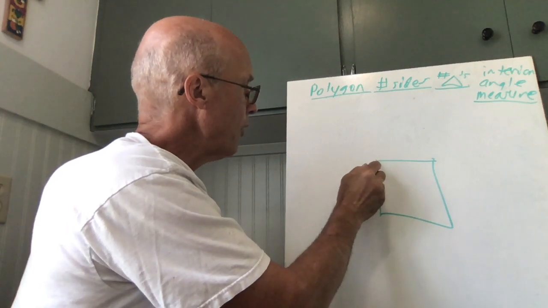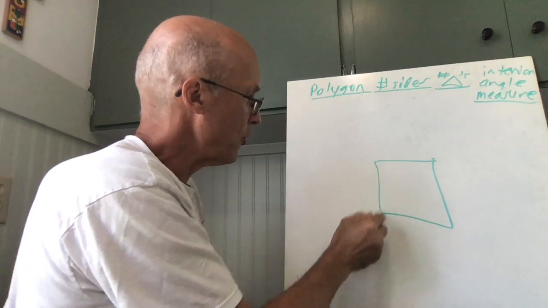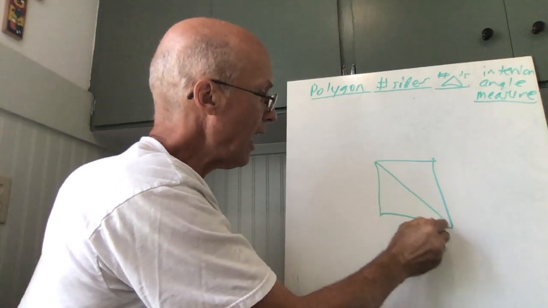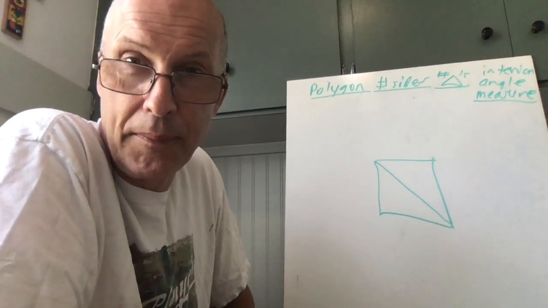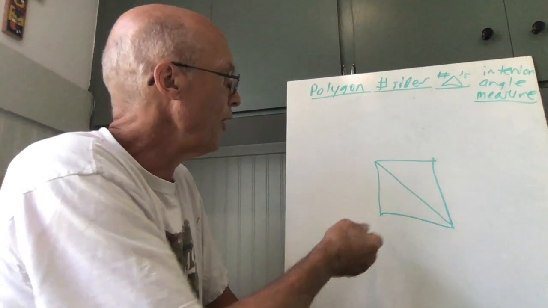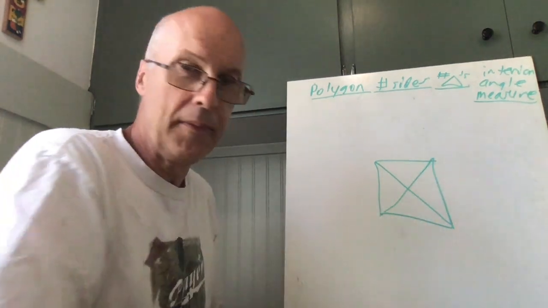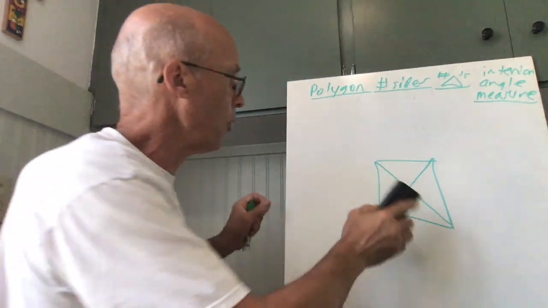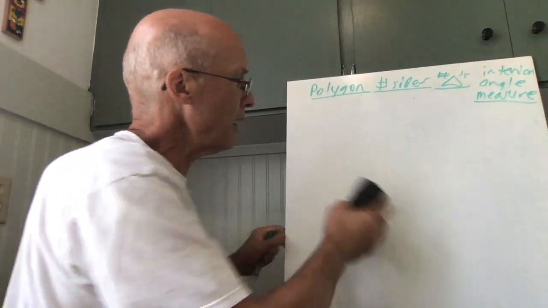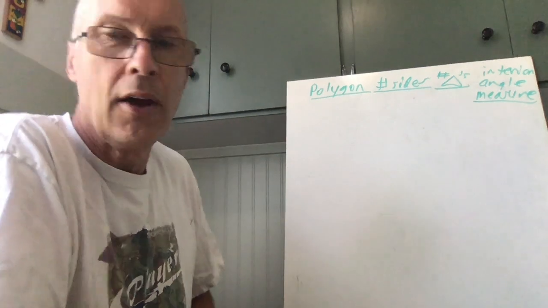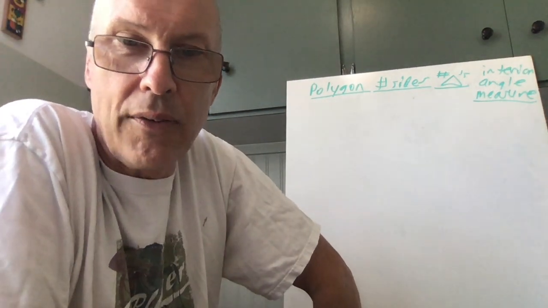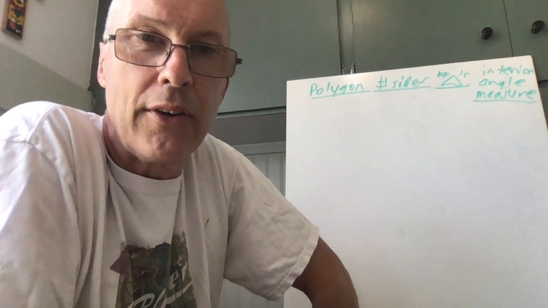I obviously can't go from that vertex to that vertex because that would just be the side, right? So if I go from that vertex to that vertex, that's a diagonal. Of course, on this one, I also could go this way. And as we get more complicated, there's more and more diagonals. Let's make a little chart here because we're going to try to figure out the interior angles of these quadrilaterals, and there's a little pattern that goes on here.